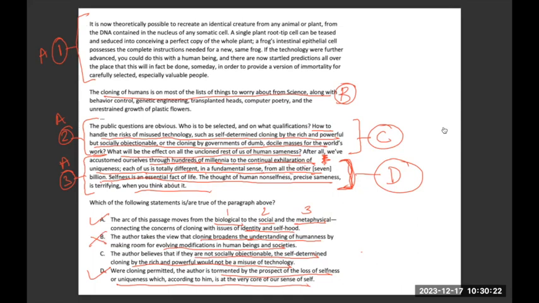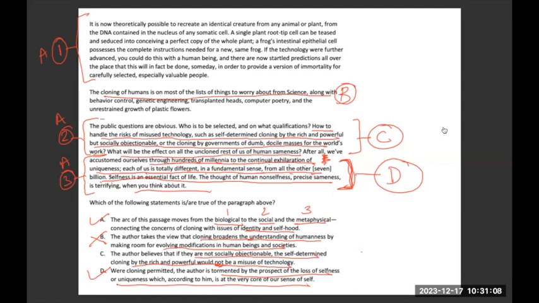C. The author believes that if we are not socially objectionable, the self-determined cloning by the rich and the powerful would not be a misuse of technology. So here also he's raising a question, not asserting anything along those lines. How to handle the risk of misuse of technology such as self-determined cloning by the rich and the powerful, but socially objectionable, or the cloning by the government of dumb docile masses for the world's work. What will be the effect on the uncloned rest of us of human sameness? After all, we are accustomed, through hundreds of millennia, to the continual exhilaration of uniqueness.